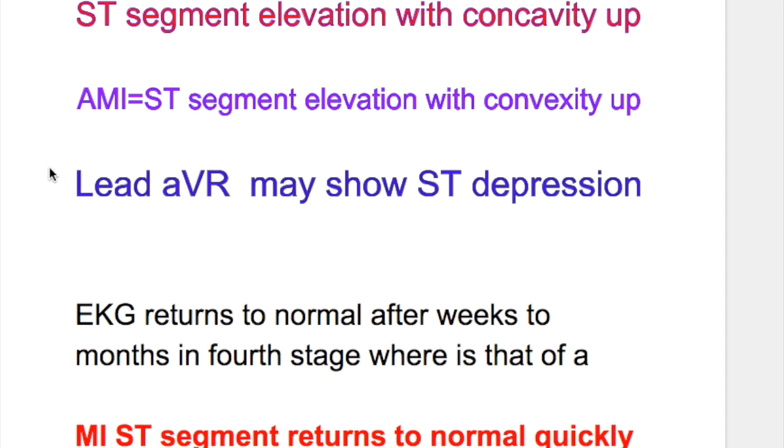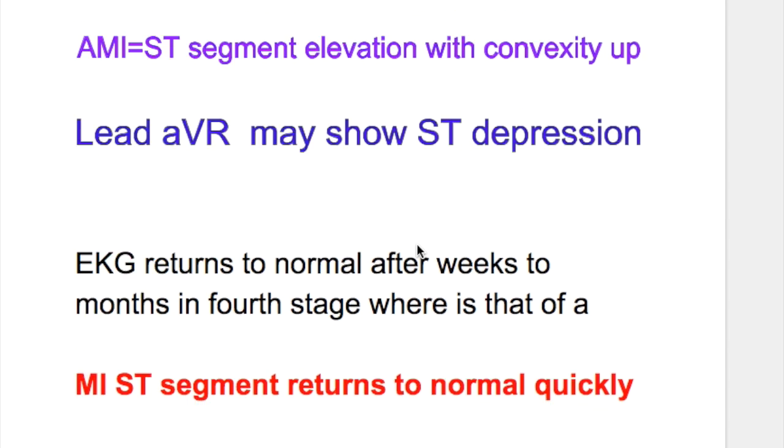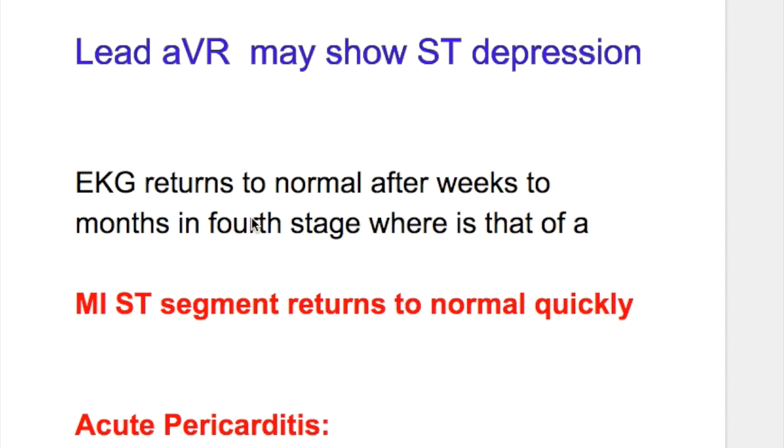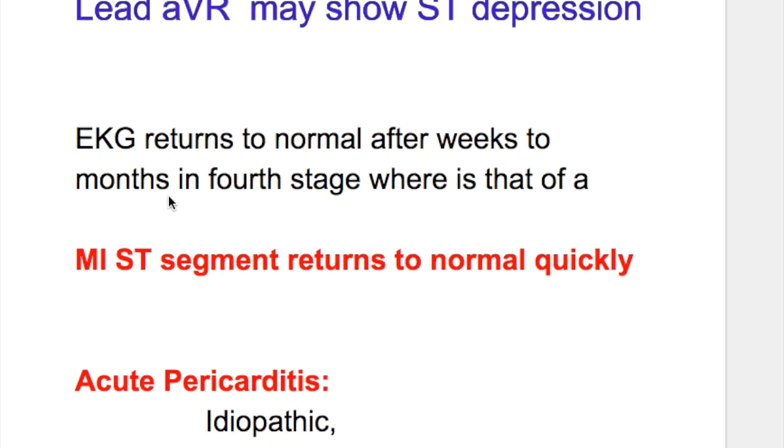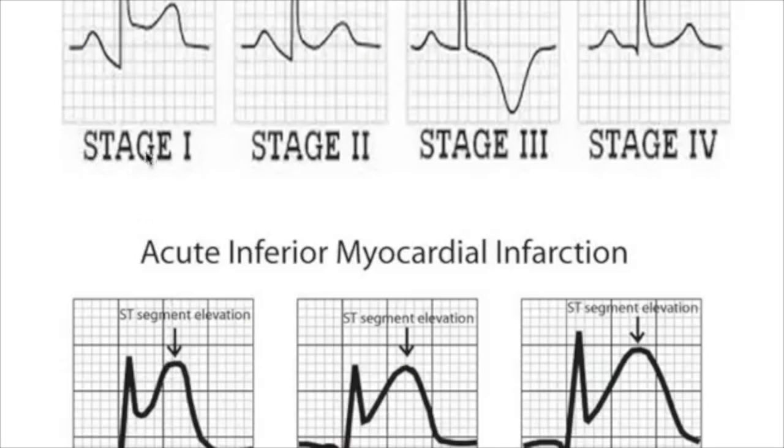In acute pericarditis, lead aVR may show ST depression. When does the EKG return to normal in both pericarditis and myocardial infarction? In acute pericarditis, the EKG returns to normal after weeks to months in the fourth stage, whereas ST elevation in myocardial infarction returns to normal quickly. And also there are no reciprocal changes in acute pericarditis, whereas we have reciprocal changes in the ECGs of acute myocardial infarction.